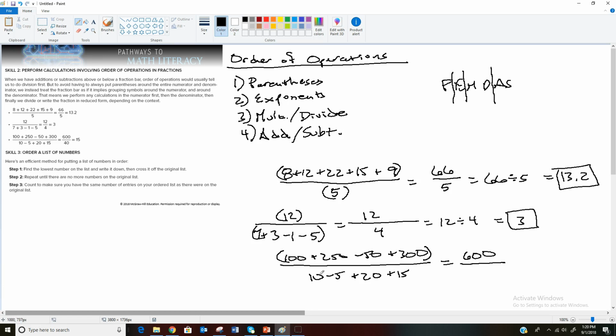So on the bottom we do 10 minus 5, which is 5. Again, I'm not going to do these additions first. Subtraction and addition are on the same level, so I'm going to do them from left to right as they come along. So 10 minus 5 is 5, 5 plus 20 is 25, 25 plus 15 is 40. And if I do 600 divided by 40, that comes out to be 15.